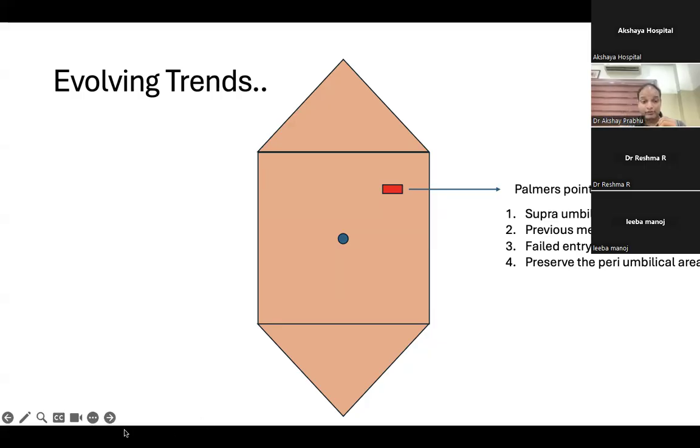But one thing you have to be very careful about with Palmer's point is that it directly overlies the stomach. So if you're going to go through the Palmer's point, keep your anesthetist informed and ask him to put in a Ryle's tube and decompress the stomach as much as possible. Otherwise, there is a risk or chance of entering the stomach if you're not careful about it. So you need to have very good coordination with your anesthetist. Just inform him prior that you're going through the Palmer's point, and decompress the stomach as much as possible to be more careful.